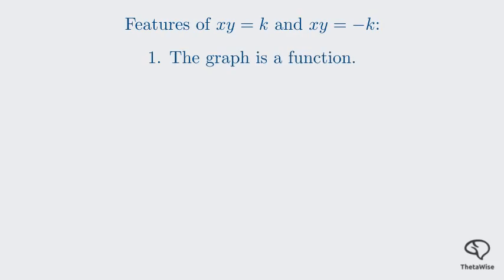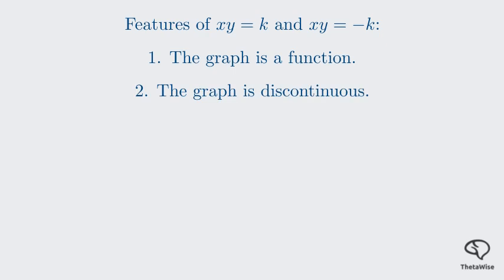Beyond its shape and position, the rectangular hyperbola has several key mathematical features we should understand. Let's look at them one by one. First, for both the positive and negative forms, the graph is a function. This means for every x value, there is only one corresponding y value. Second, it is a discontinuous graph. This is because it has a break, a jump, at x equals 0. The graph isn't a single continuous curve.